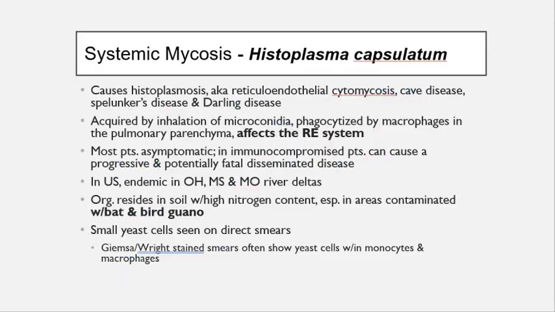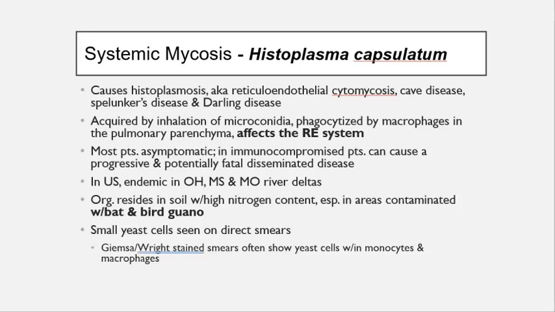Next up is Histoplasma capsulatum. This causes histoplasmosis. Some other names for this disease include reticuloendothelial cytomycosis, cave disease, and spelunker's disease. Spelunkers are referring to cave explorers. This disease is acquired by inhalation of microconidia.